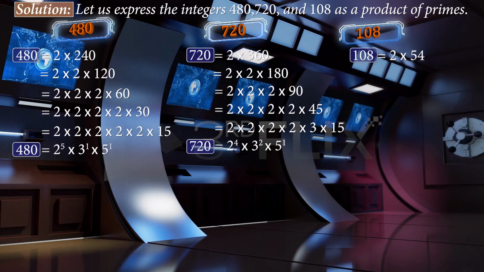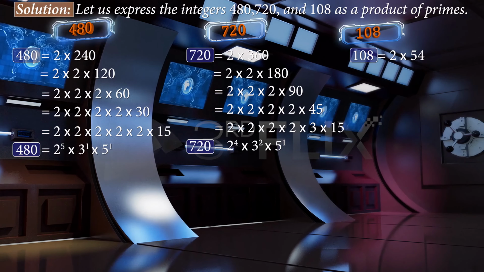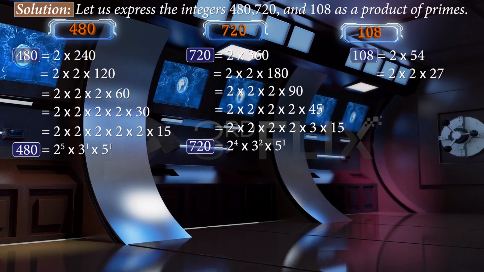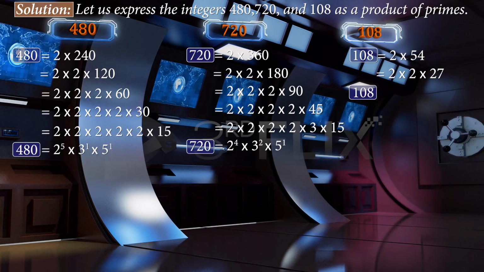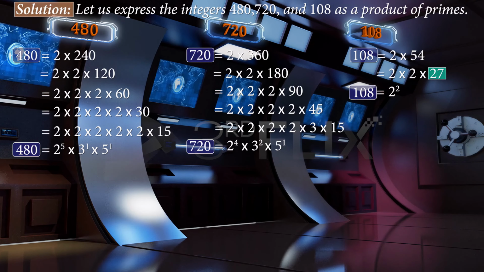108 is equal to 2 into 54, is equal to 2 into 2 into 27, is equal to 2 power 2 into 3 power 3.